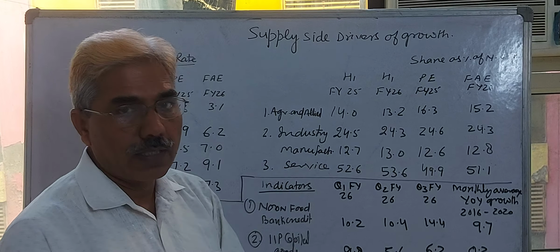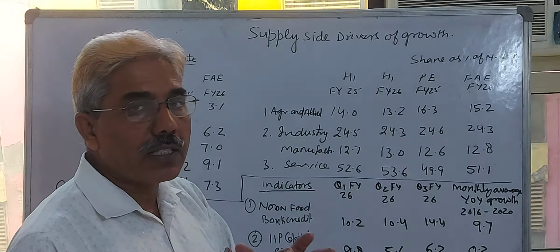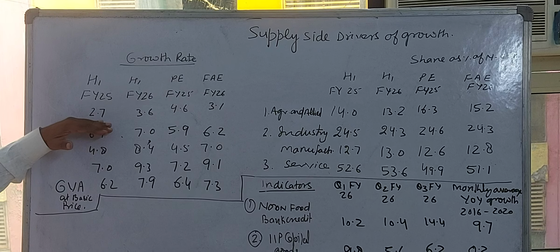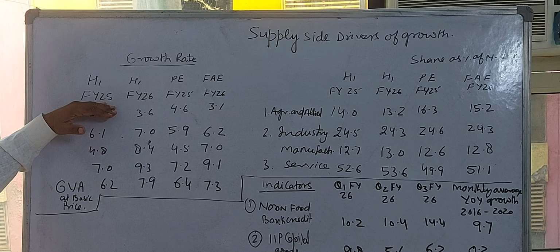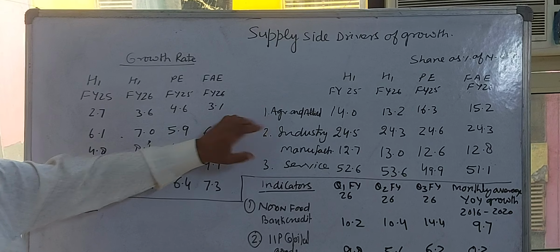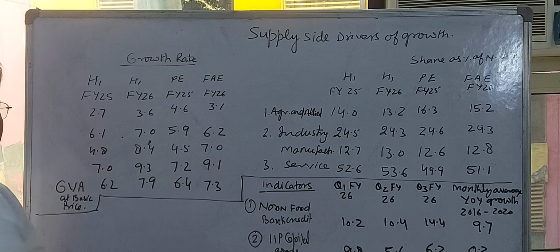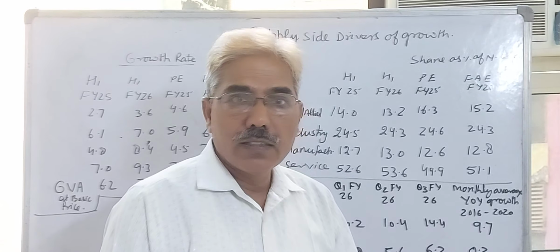Here the service sector is the major contributor. But if you go through the growth rate contribution, meaning out of the total GVA growth rate, what is the role of the primary sector, or agriculture and allied sector, in financial year 2024-25 H1? The growth rate of this sector was 2.7%, and of the industrial sector 6.1%, because the industrial sector growth rate is majorly contributed by the manufacturing sector other than industries.